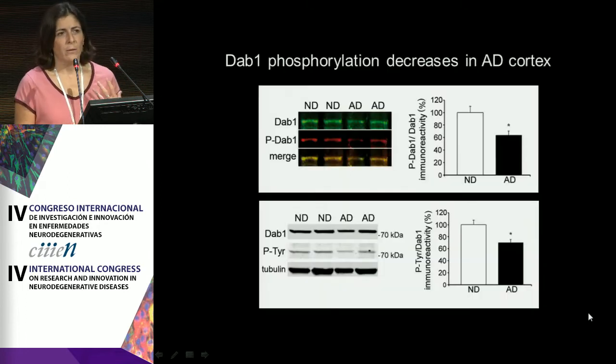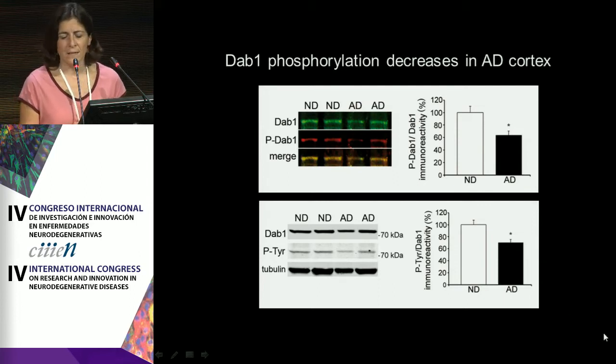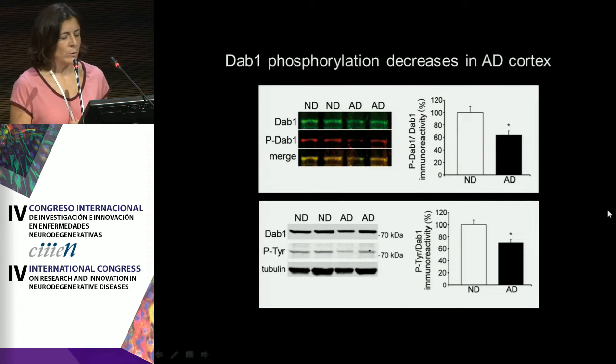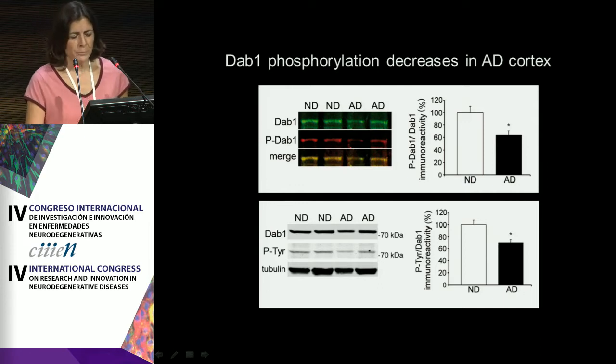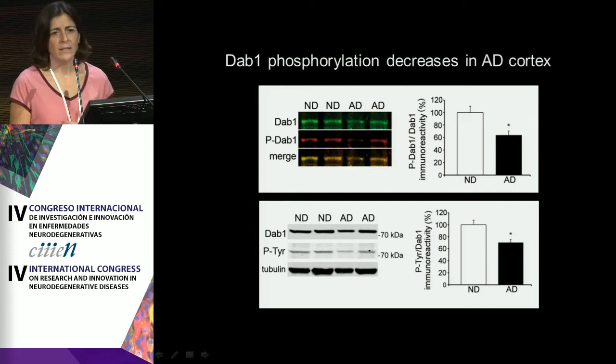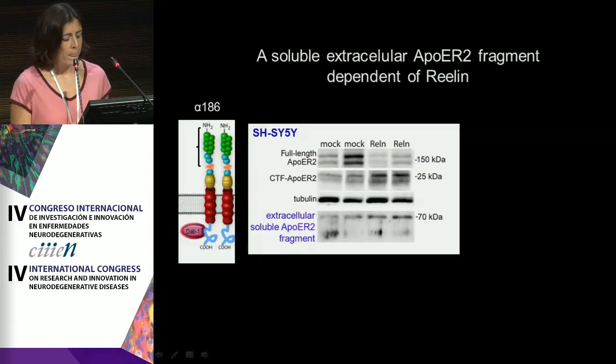So now I think we are very sure that there is more Reelin in Alzheimer's cortex, but we wonder how the signaling cascade is. And to do this, we use two different antibodies, a specific phospho-Dab1 antibody and the phosphotyrosine antibody. And with both antibodies, we saw that there is a reduction in the phosphorylation of Dab1. Therefore, there is a disruption in the initiation of the signaling cascade of Reelin.